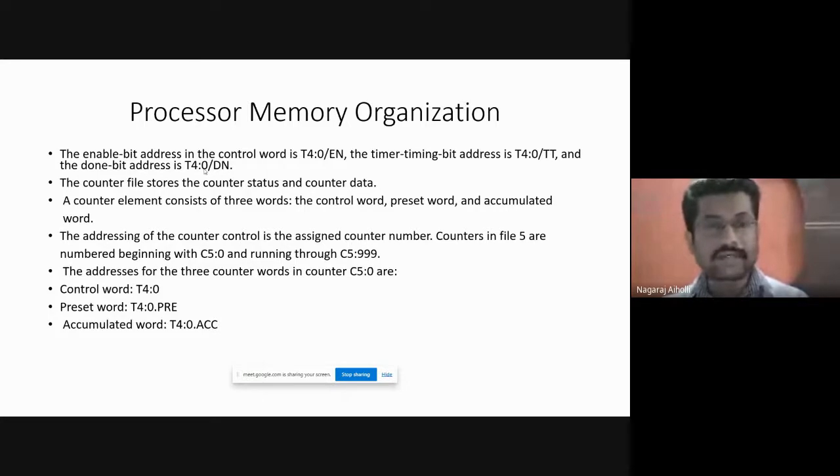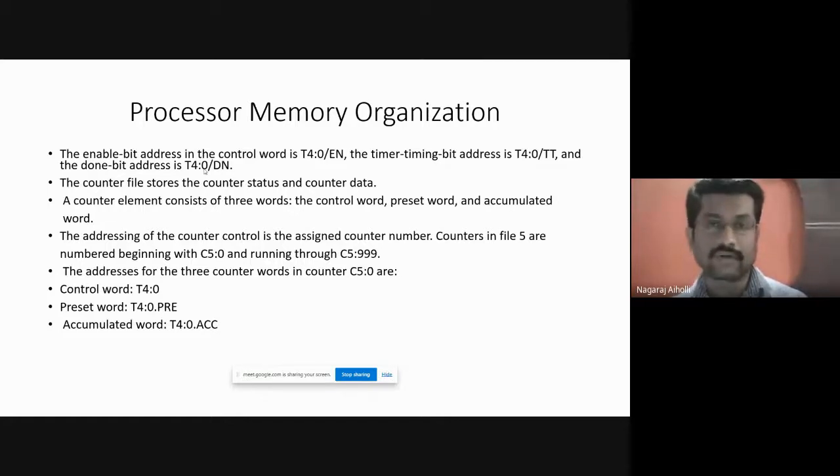Okay, the counter element consists of 3 words as that of the timer. It is control word, preset word, and the accumulated word. As we have for timers 3 words, similarly for the counters also we are having 3 words: control word, preset word, and the accumulated word. Control word is for controlling operation, preset word is for initializing the counter here, and accumulated word is whatever value is stored in the counter at the end of the operation.